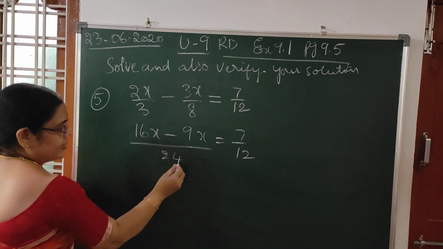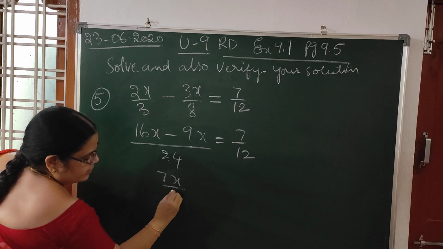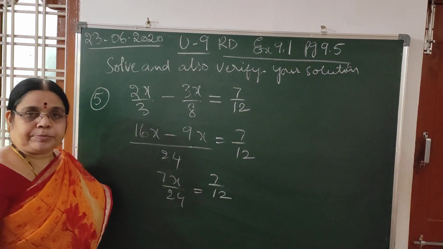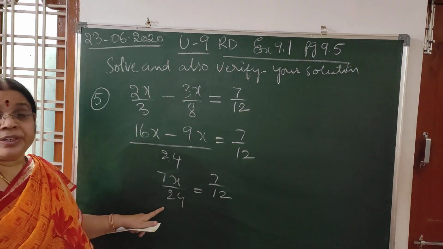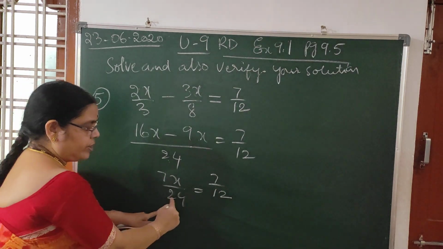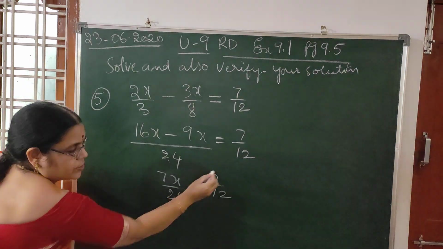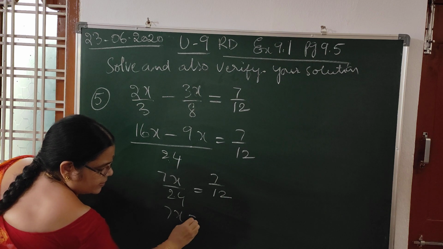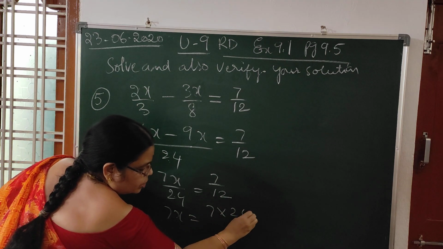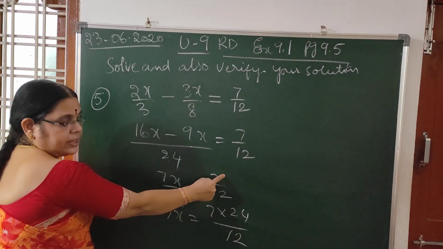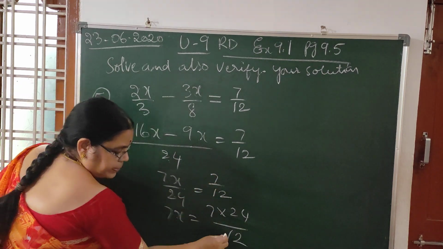16x minus 9x is how much? 7x. 7x by 24 is equal to 7 by 12. 7x by 24 means divided by 24. When it is going to the opposite side it becomes multiplication. So this is going that side. 7x is equal to 7 into 24 by 12. 24 is going that side. So 7 into 24 by 12.